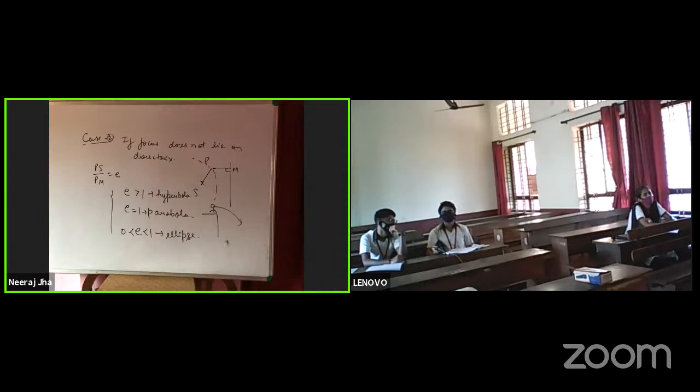So when the focus does not lie on the directrix, we will be getting these 3 curves. Now let us see what is the general equation of this conic. If you have written this, I want to erase it now.